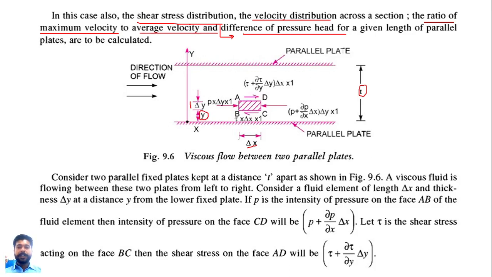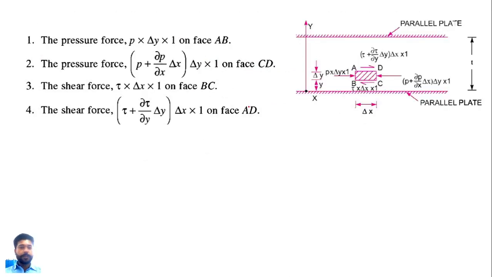Say the intensity of pressure on the side AB of the fluid element is P. Likewise, there is another pressure which is applied on the side CD, and also there is a third element of force, that is the shear stress between the side AD and the parallel plate. So let's see the different forces which are applied on this arbitrary fluid element.